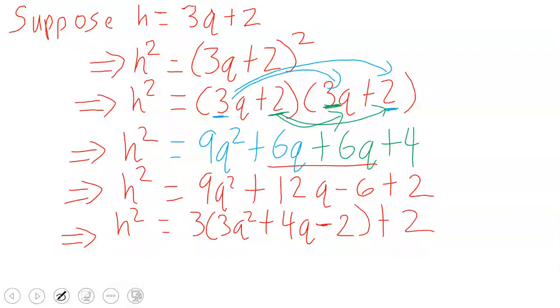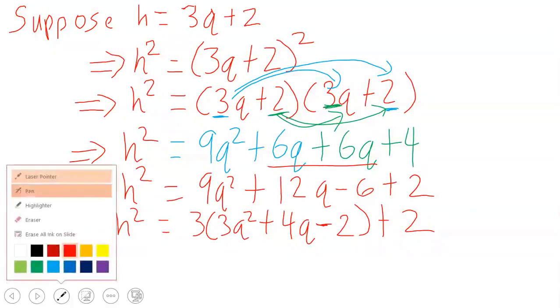You say, Isaac, what did you do there? Right? Notice that 3 times 3 is 9. So that's the 9q squared. I notice that 3 times 4 is 12. And that's the 12q right there. I notice that 3 times negative 2 is what? Negative 6. All right? And we did not factor any 3 here. We just bring down the plus 2.